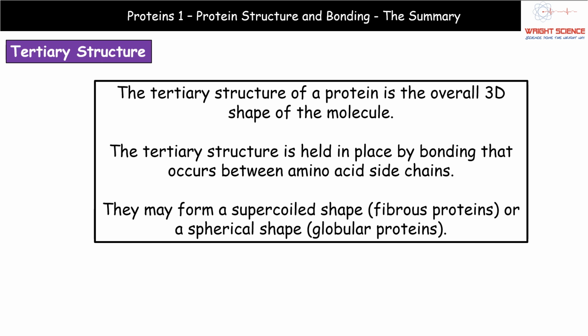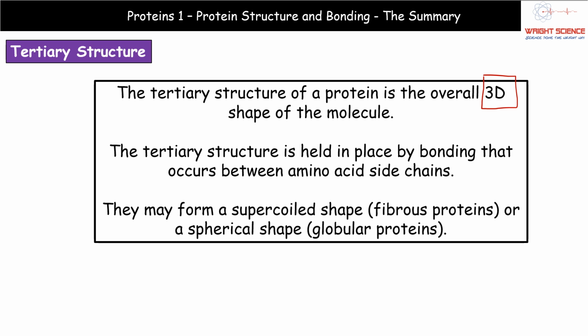Next up is the tertiary structure. Now, tertiary structure, quite simply, is the three-dimensional shape of the molecule. So tertiary, 3D. Tertiary obviously means 3, so we are talking 3D shape in the tertiary structure. Nice easy link there, I hope. Now, what we find is that the whole reason it stays in that three-dimensional shape, which is very specific, is because of the bonding that occurs between those side chains on the amino acids.